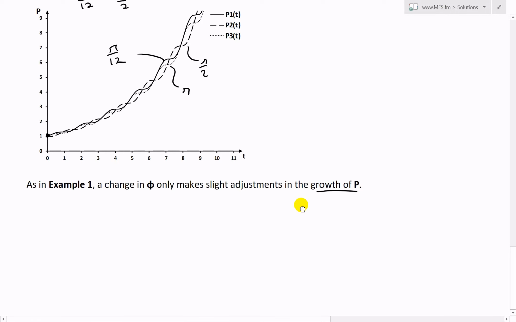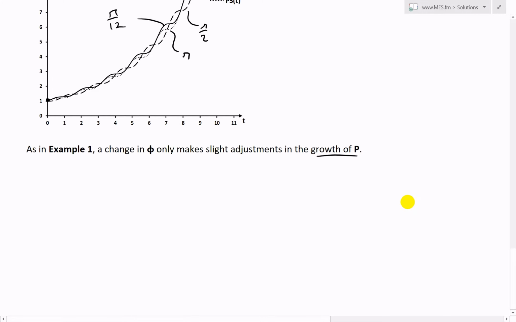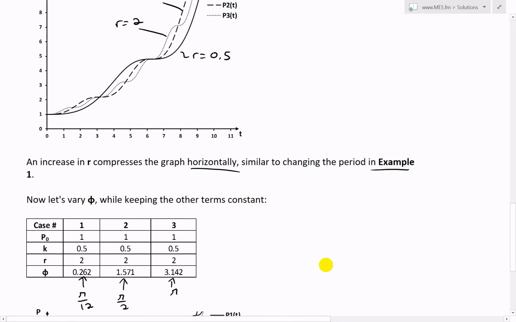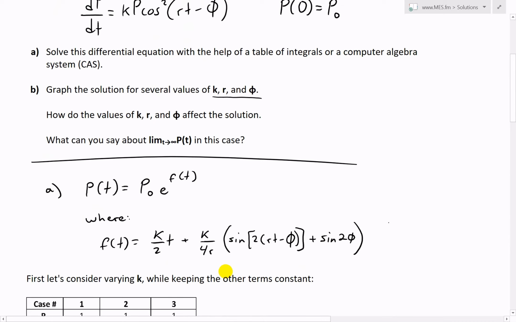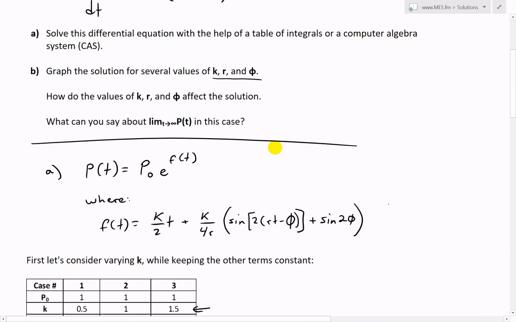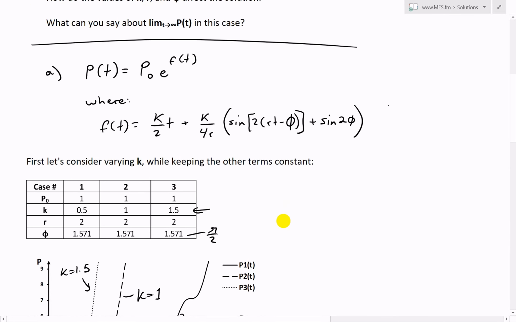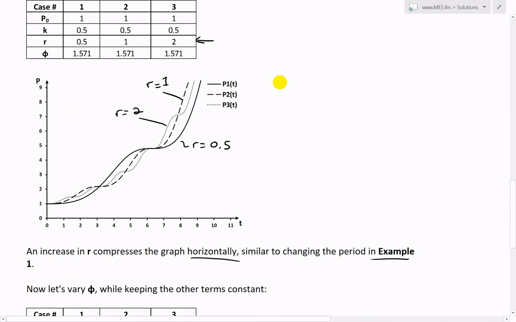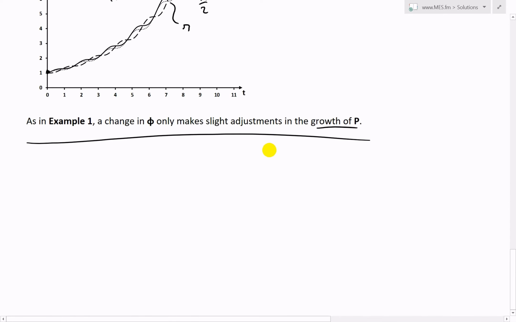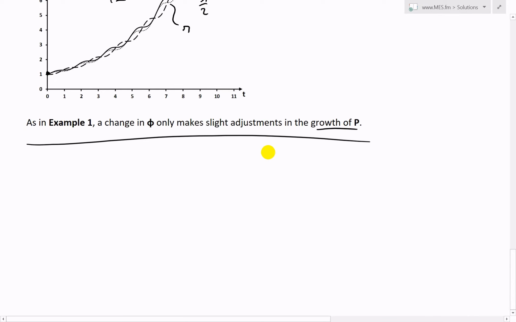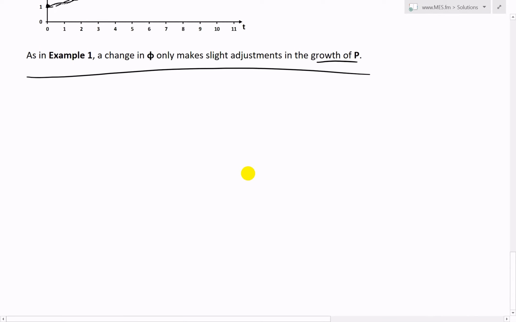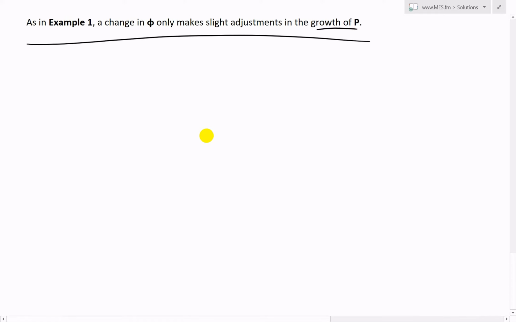Yeah, so now let's look at finding the limit as t approaches infinity of the population. So that's asking here, what can you say about the limit as t approaches infinity of P of t in this case? And recall from example 1 that when we didn't have the square, the limit did not exist because it would just fluctuate up and down, and you don't actually get an infinite number. It just does not exist.